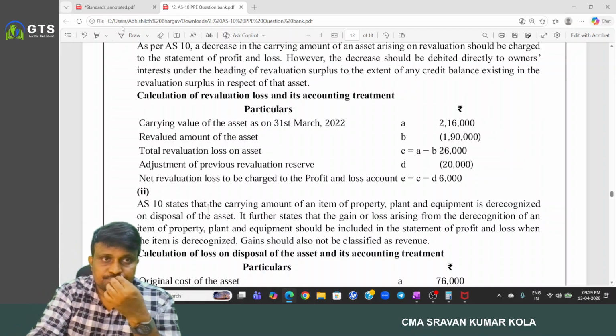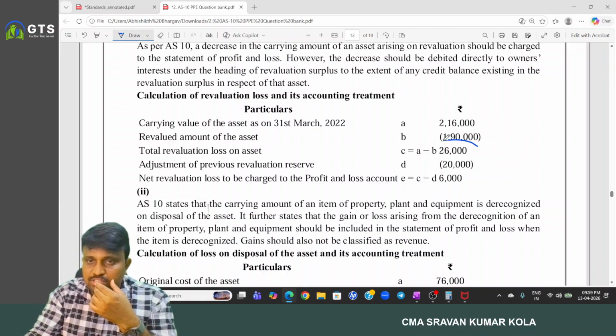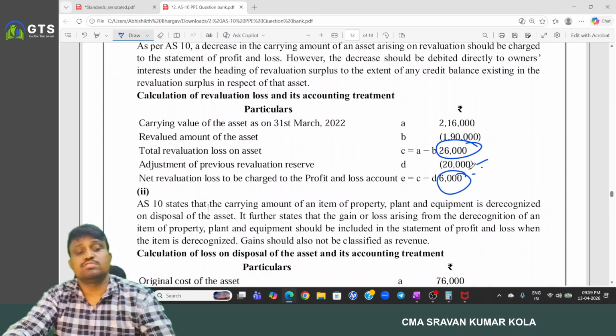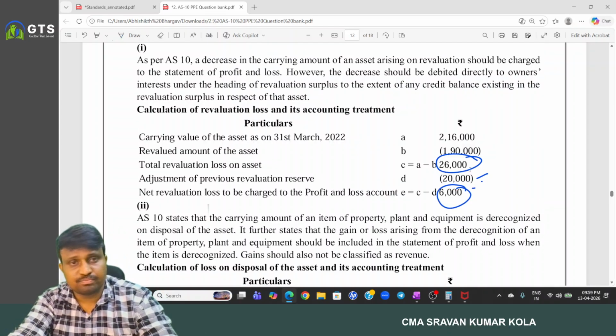So here, what is the total revaluation loss? 26. We have to reduce it from the revaluation surplus of 20. And the remaining 6,000 we transfer to profit and loss.